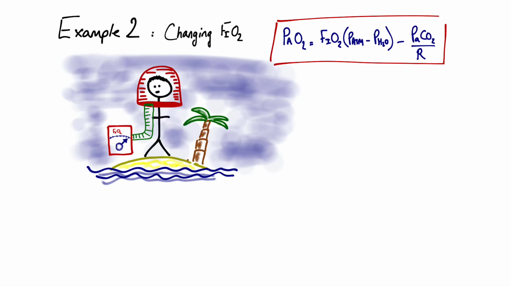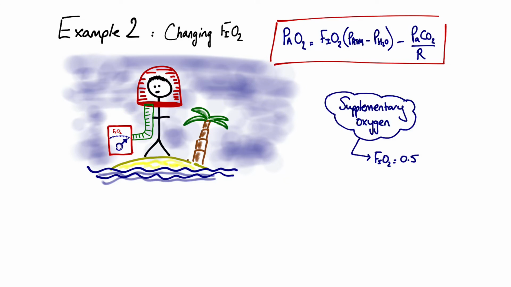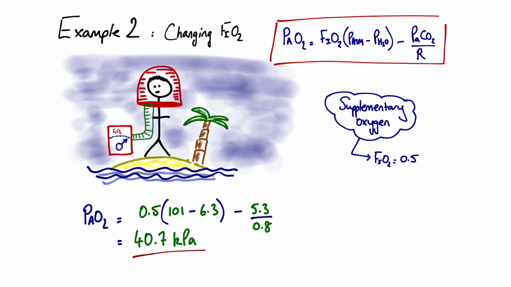Then we change the settings to give us supplementary oxygen. Let's say we set the FiO2 to 0.5, so 50% oxygen now. We put those numbers in, so put 0.5 in to assume everything else remains the same. And now we get a PaO2 of 40.7. So just from these examples, you can see how FiO2 has a significant impact on the alveolar partial pressure of oxygen.